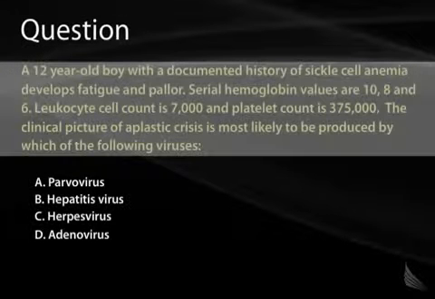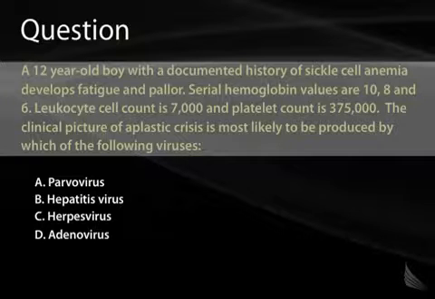Next question. A 12-year-old boy with a documented history of sickle cell anemia develops fever, fatigue, pallor. Serial hemoglobin values are 10, 8, and 6. Leukocyte cell count is 7, and the platelet count is 375,000. The clinical picture of aplastic crisis is most likely to be produced by which of the following viruses?